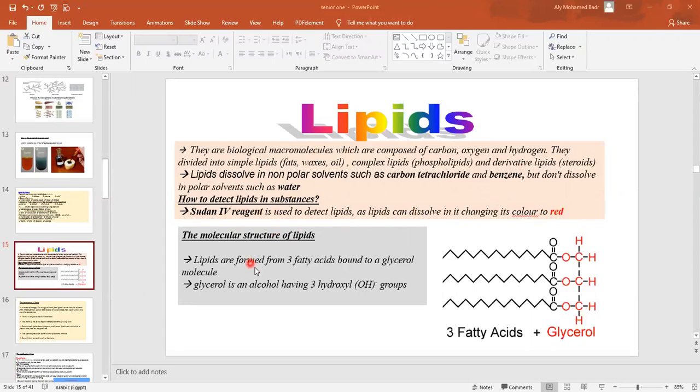The molecular structure of the lipids, or the monomer of the lipids, is formed of three fatty acids bound to a glycerol molecule. The fatty acids are zigzag chains of carbon and hydrogen. The glycerol molecule is an alcohol having three hydroxyl groups. This is the structure of the monomer of the lipids.